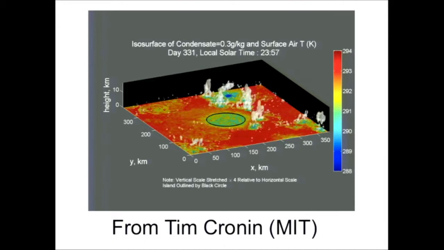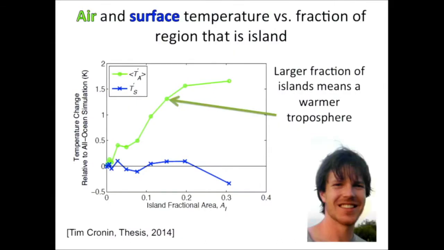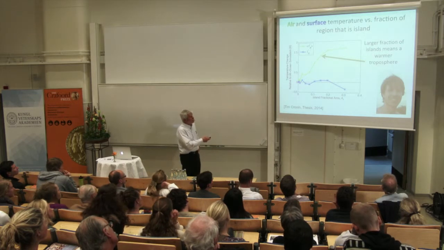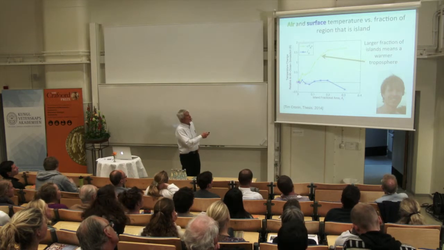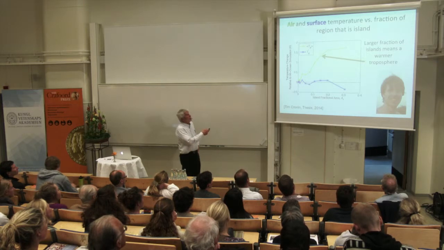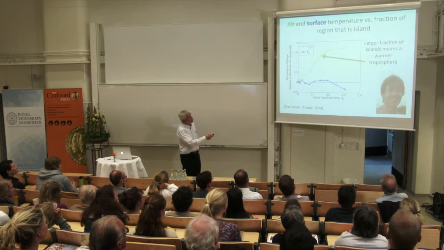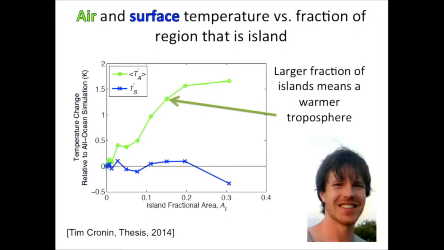Now what Tim has done, this is Tim Cronin, what he's done is he's run several experiments using this code, and what's plotted here is the mean temperature, the surface temperature in blue, and the mean temperature in the atmosphere here in degrees Celsius as a function of the fraction of area that's island. So this would be 10% island, this would be 20% island.